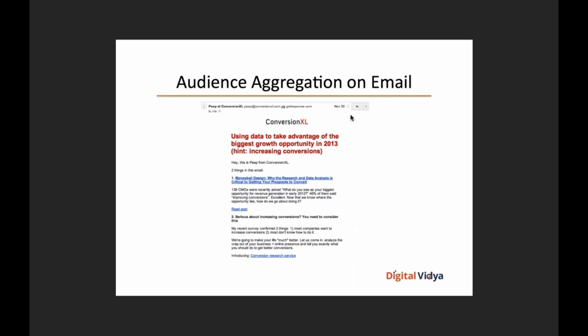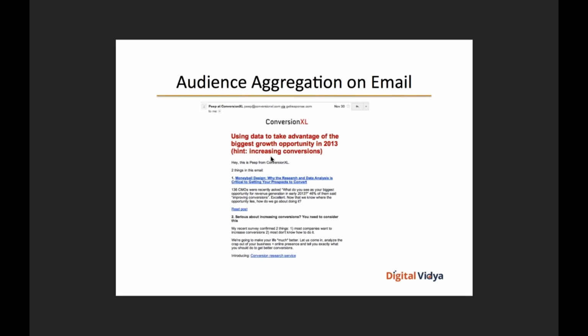So this is an example of audience aggregation on email. Conversion Excel happens to be a very, very popular platform which a lot of marketeers and brands use across the world for improving conversion efficiency and optimization for a website. And this is an example of a drip email campaign which they have sent to several of their leads, which talks about how you can use data to take advantage of several growth opportunities.